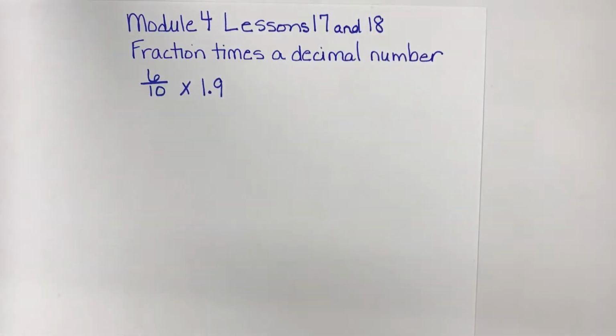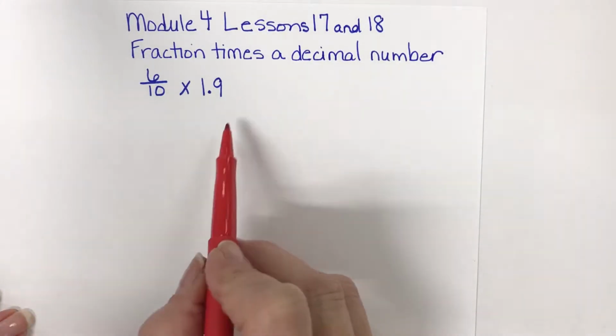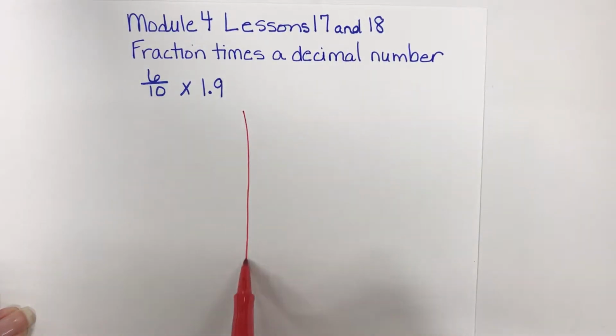Module 4, Lessons 17 and 18. This is a fraction times a decimal number. Your problem is 6/10 times 1 9/10. This problem can be solved two ways. So I'm going to divide my paper in half.